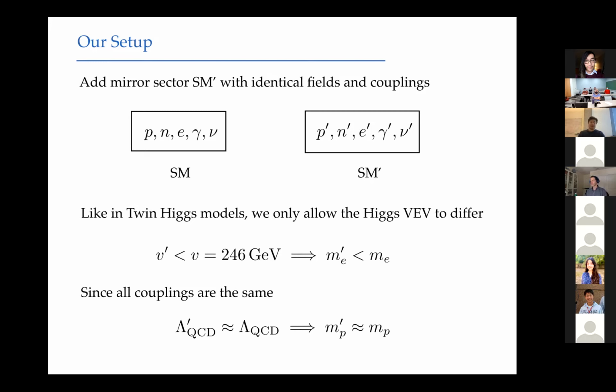vacuum expectation value. Now in twin Higgs models, you generally are motivated by the hierarchy problem, and so you'll want the hidden sector's VEV to be larger than our sector's VEV by some order 1 amount. In this story, which is perverse from the perspective of twin Higgs, we're going to want the opposite. We're never going to thermalize these sectors.